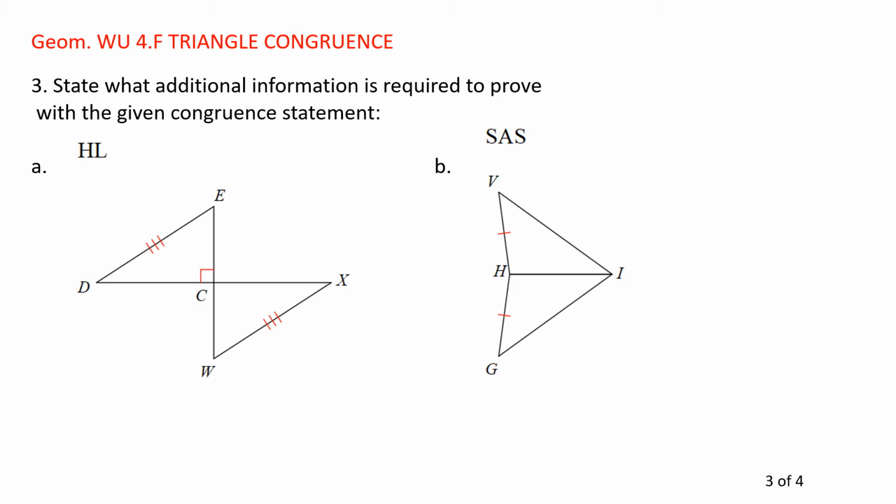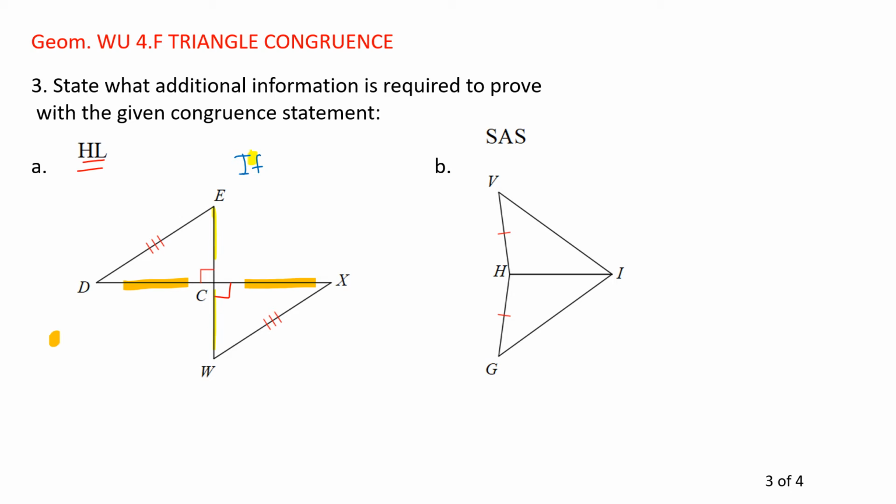This is switching gears. I want to prove this one using hypotenuse leg, but I don't have enough information. So I need you to tell me what else I need. Well, I've already got the right angles. That's good. These are vertical angles, so I've also got the hypotenuse, so I need a leg. Well, it can either be this leg and this leg, but I could also do it this way. So there are actually 2 different answers to this.